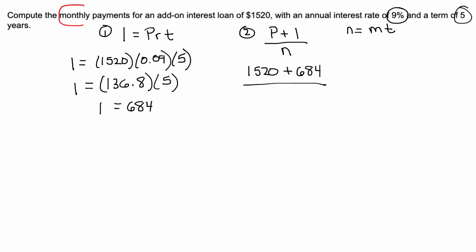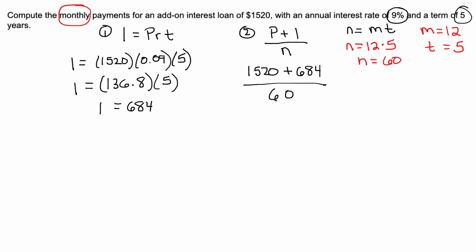So we're looking at monthly payments. So that means M is going to be 12, and T, the number of years, is going to be 5. So the number of compounding times is 12 times 5, which is 60. So I'll divide by 60.